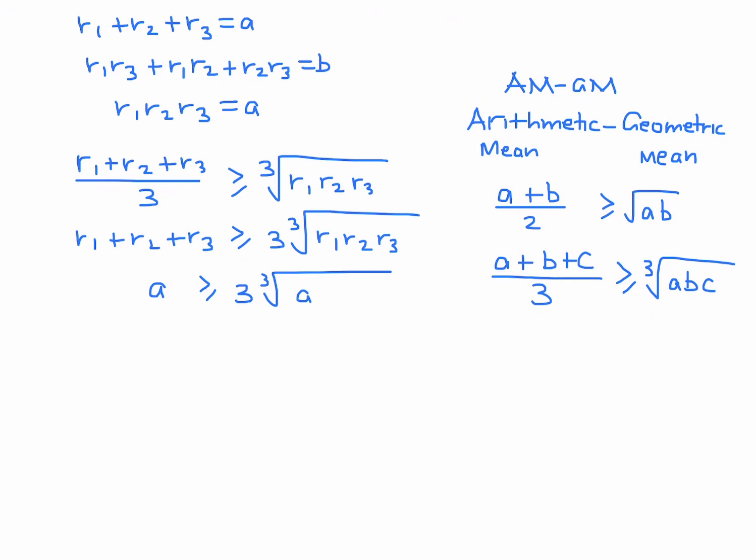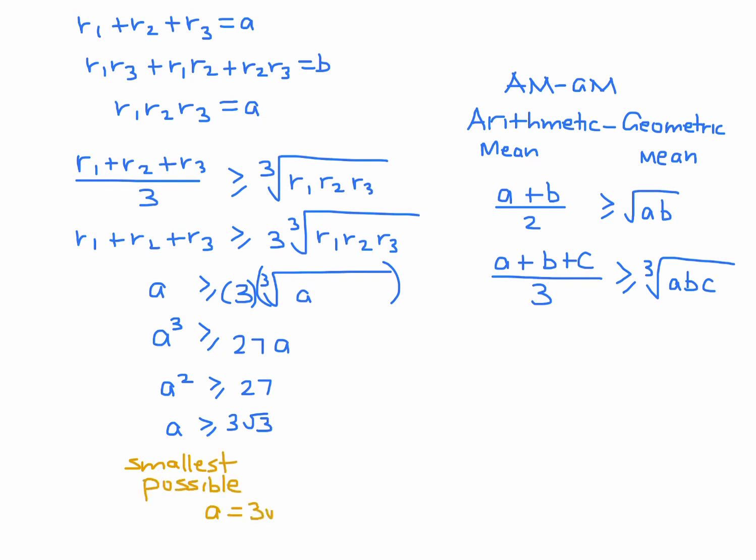All right. Now I want to get rid of that cube root, so I'm going to cube both sides. And when I do, I get A to the power of 3. And on this side, this is going to be 27, and then just times A. Divide through by A, and we get A squared is greater than or equal to 27. And that means A is greater than or equal to the root of 27. And the root of 27 is 3 root 3. All right, so we made some pretty good progress there. We know that A's got to be equal to or greater than 3 root 3. So the smallest possible A is equal to 3 root 3.